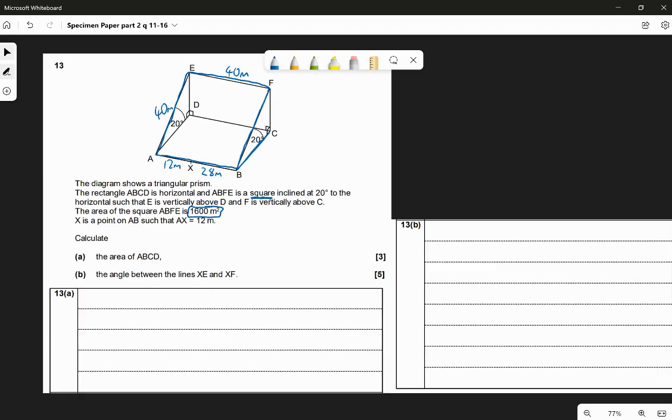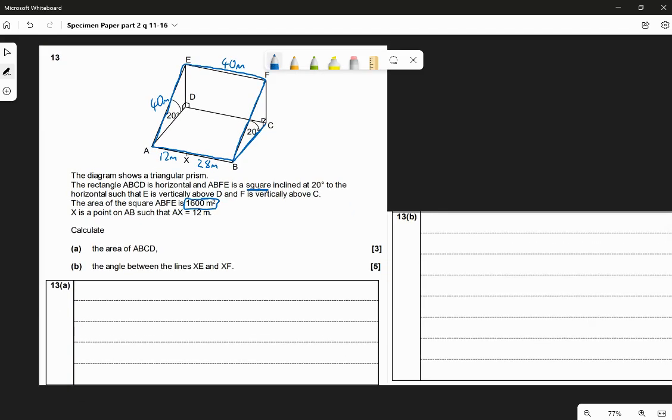Well, helpfully, if I draw the triangle BFC, so B is there, F is there, C is there, that's a right angle triangle. I know already that's 40 meters. I know this is 20 degrees, so this is just basic right angle trigonometry. And I can use that to find the length BC, which is the adjacent side.